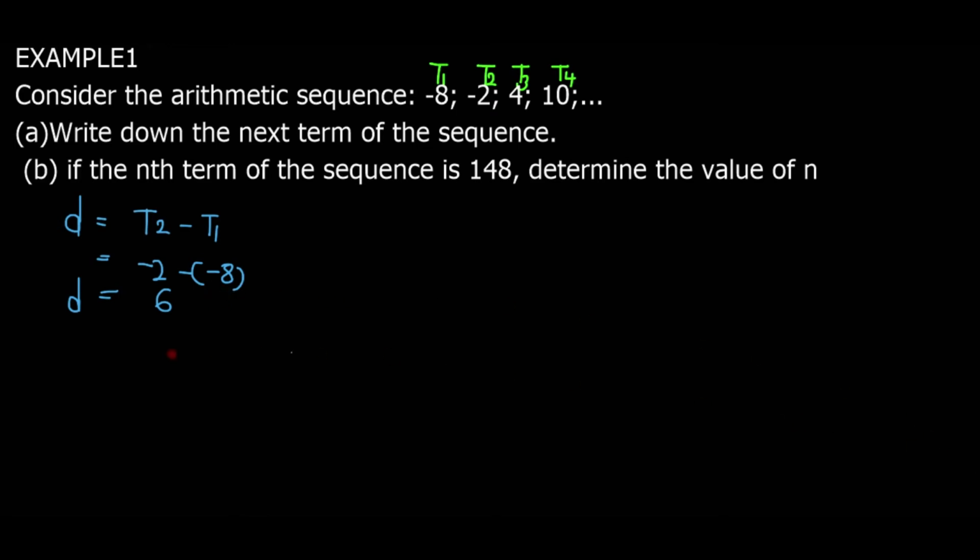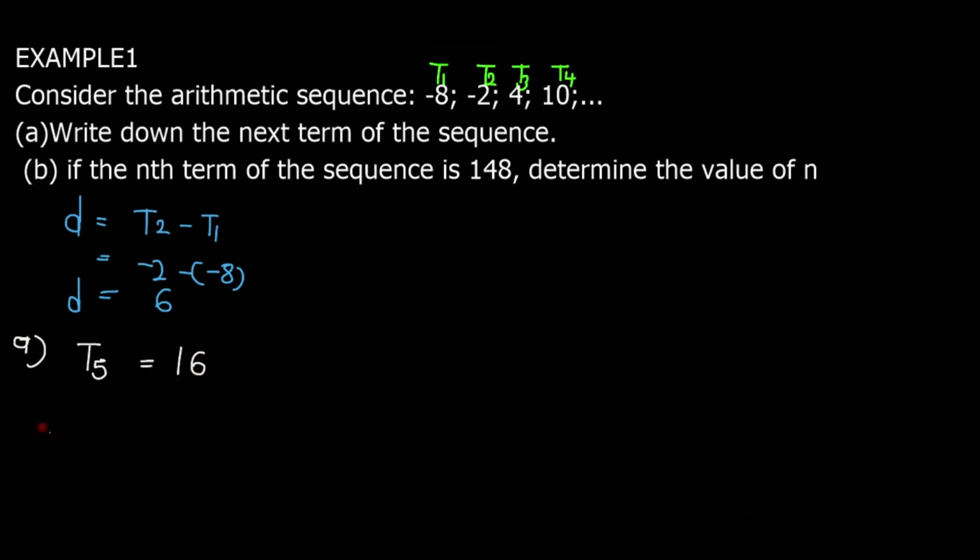Now, let's go to number A. Write down the next term of the sequence. So, finding the next term is easy because we know that when we move from one term to another, we add the constant difference. And in this case, our constant difference is 6. So, we want term number 5, we move from term number 4. This means term number 5 is 10 plus 6, which is 16. So this is our term number 5.